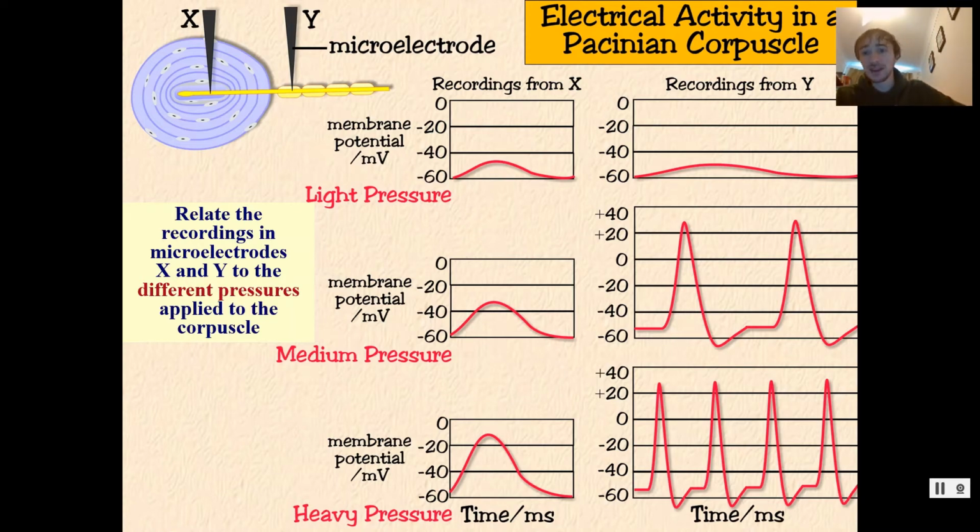Now, hopefully, immediately you can look at this and say, right, well, X is on the non-myelinated nerve fibre within the Pacinian corpuscle, within the capsule, and Y is attached to the myelinated bit of the nerve fibre, which is going to be part of the neuron. So X is going to be creating generator potentials, which then cause action potentials in Y. So let's have a look at this. Have a look at light pressure. What can you see here?